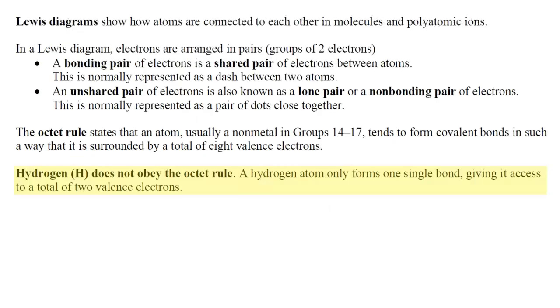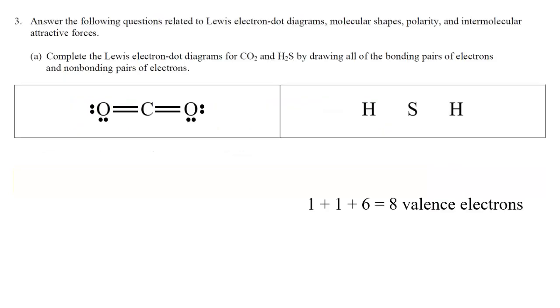I'll start with the dashes. Remember that hydrogen does not obey the octet rule, so I don't need to surround the hydrogen with dots. Only one single bond is enough for hydrogen. So that means that the hydrogen is complete in terms of what it needs, but I need 8 valence electrons total, and so far I've only used 4 in the 2 dashes. So there's 6, 8. Now that molecule is complete.